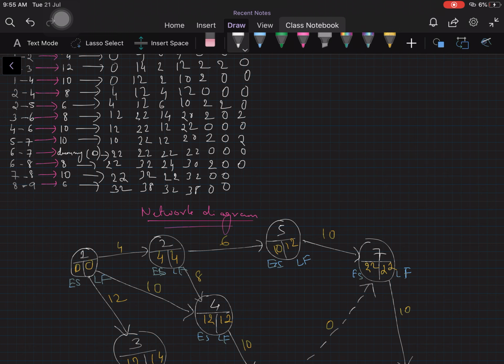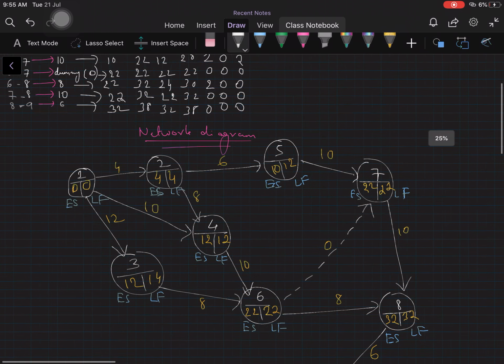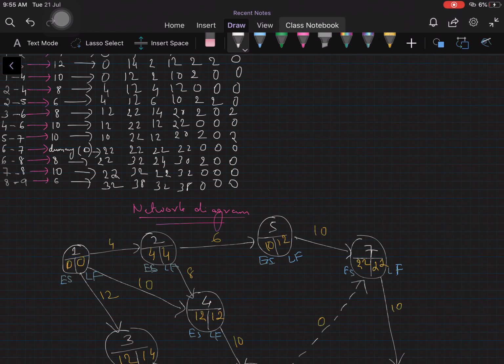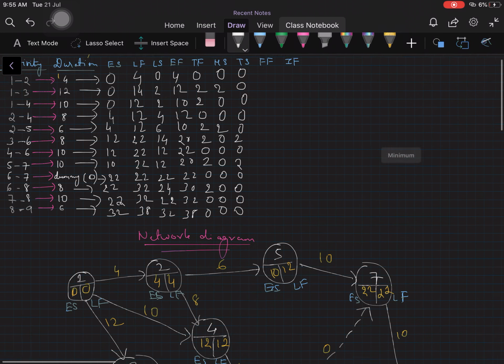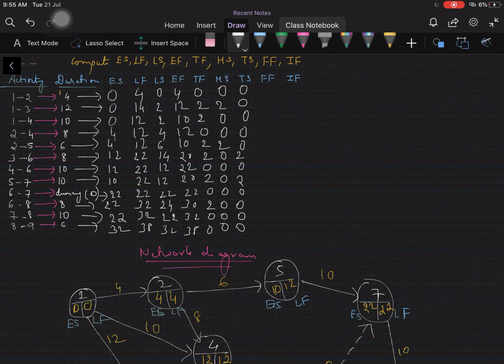We have 7, again 7 is 22 minus 22, 0. We have 8, 32 minus 32, that is also 0. See here, 8 is 32 minus 32. So we have found out the tail events, that is tail event slack for all the tail events.